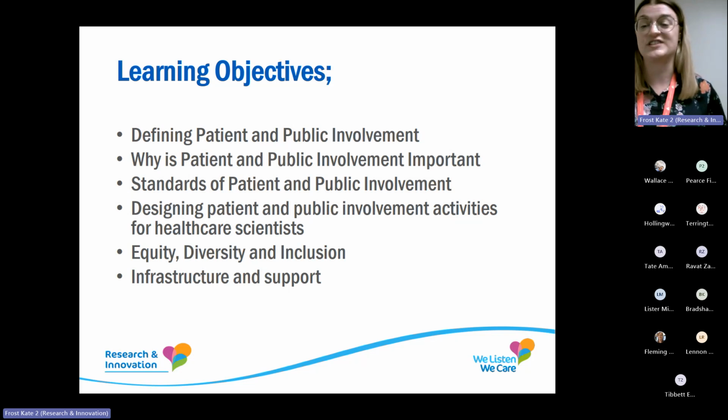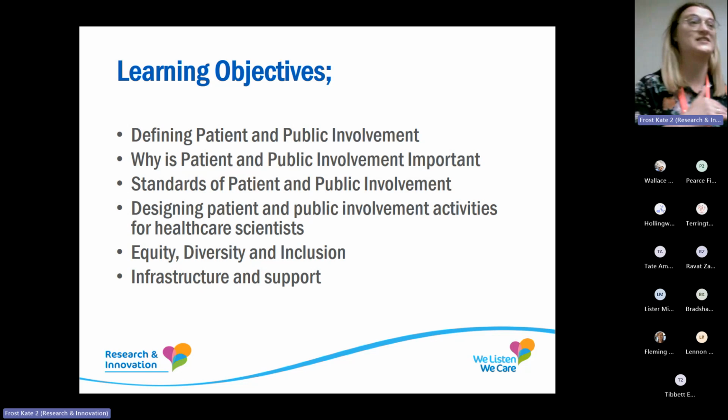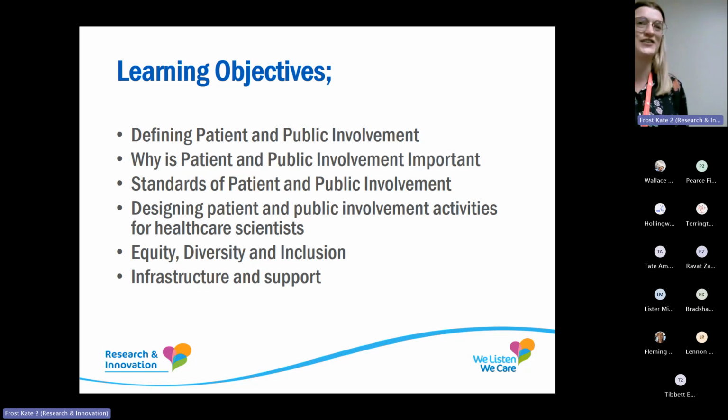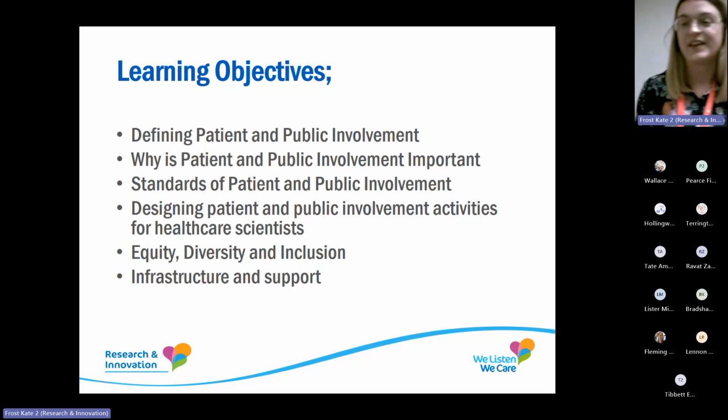Then we're going to look through designing patient and public involvement activities, right from where do I even start and at what time, how do I do this, all the way through to the practicalities, such as what costs could be associated with this and where should I hold it, for example.